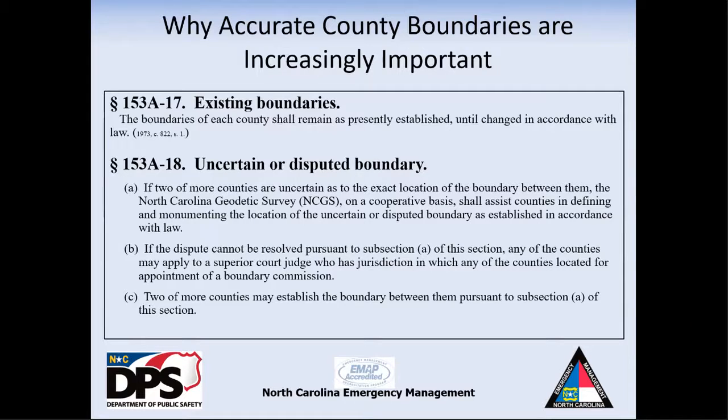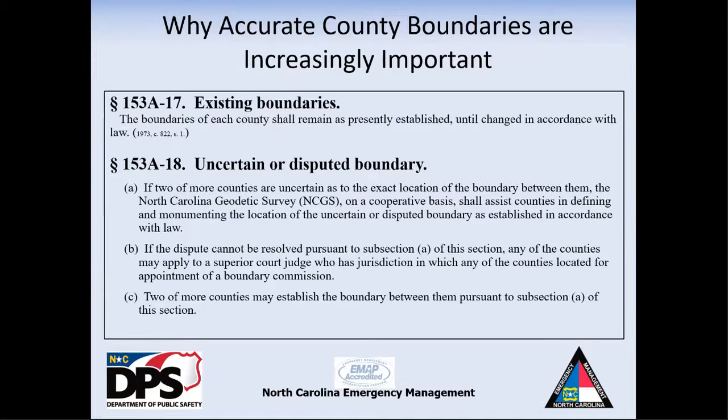So there's two statutes that we deal with when we work with county boundaries. One is 153A-17. And this statute basically says that county boundaries will remain the same until changed by law. So this means that two counties or multiple counties cannot decide to change their boundary unless they go to the General Assembly and get that enacted into law to make that change.